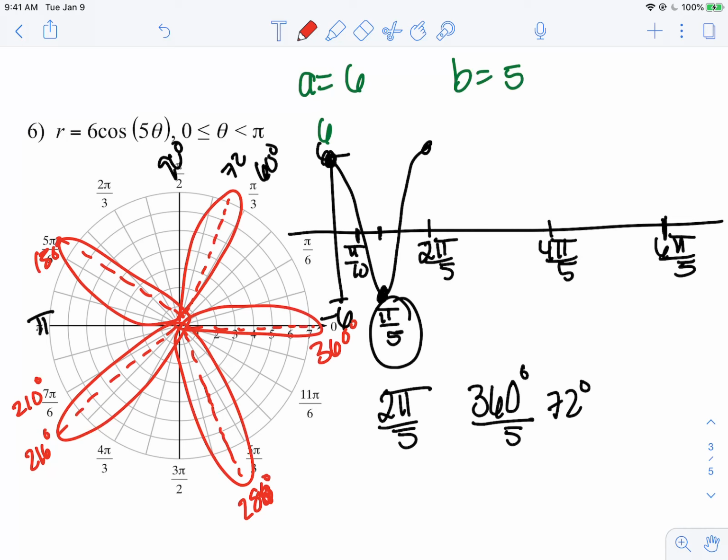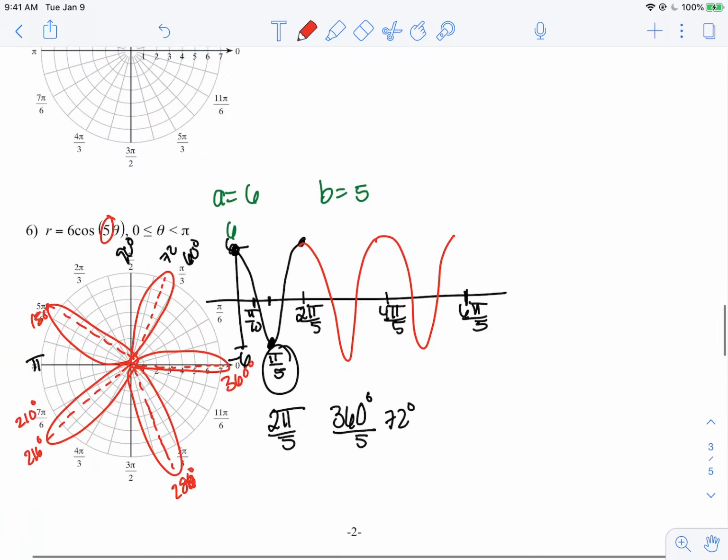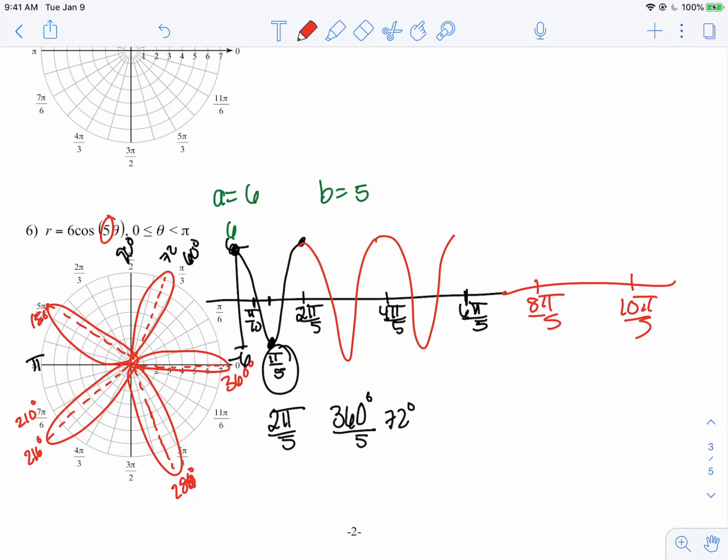You would keep going and draw your flowers. So you can keep going on the graph, but for 5 or more, I'm not going to do a helper graph. That's way too many cycles to go all the way to 2 pi. I would go to 8 pi over 5, 10 pi over 5, and then have a full cycle like so, and figure out where my max and mins are. So like at pi over 10 and 3 pi over, that's too complicated.